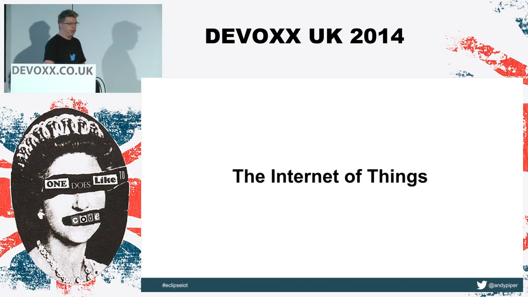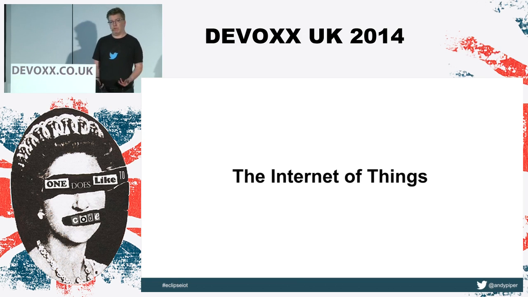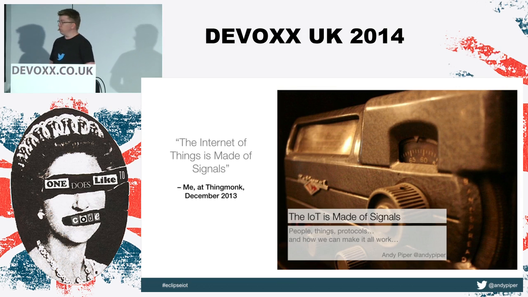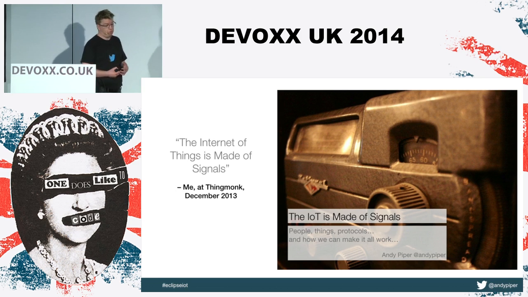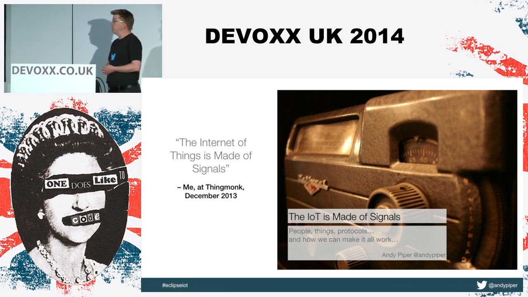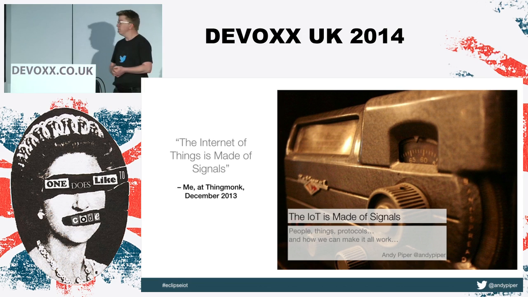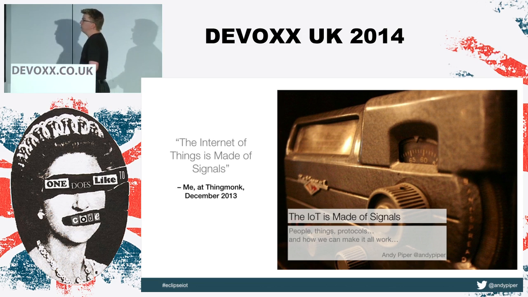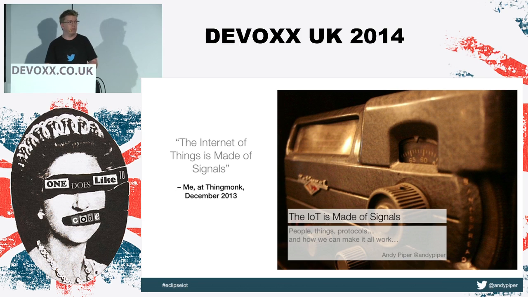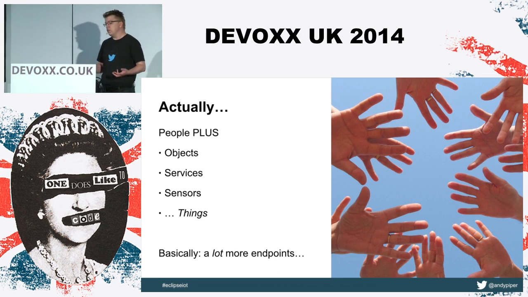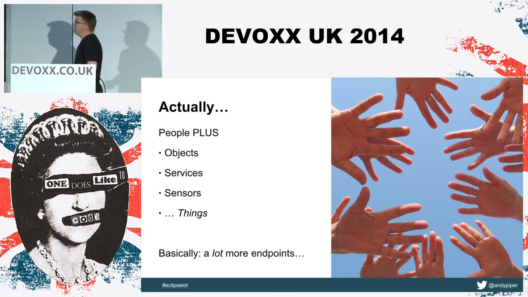Let's talk about the Internet of Things then. And I'm not going to go through 14 different definitions of the Internet of Things. If that's what you were expecting, there are lots of talks around. I gave a talk back in December at an event called ThingMonk in London. Really cool conference run by RedMonk at the Shoreditch Village Hall. And I suggested at that talk that the Internet of Things is made of signals. And I'll talk a little bit more about what I mean by that. If you're interested in actually digging into that talk, the slides are on SlideShare with presenter notes, and there's a video of me presenting it as well. The Internet of Things, I continue to say, is about signals, but it's actually a lot more than that.